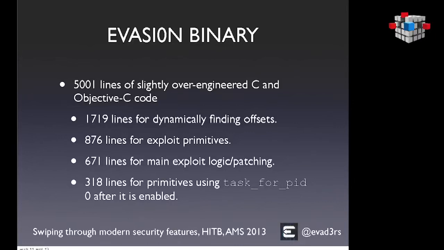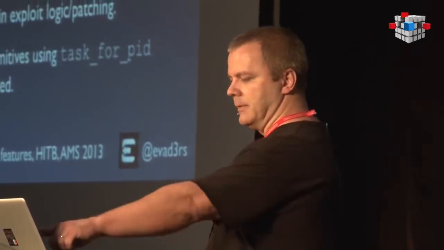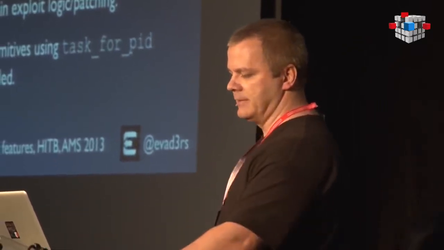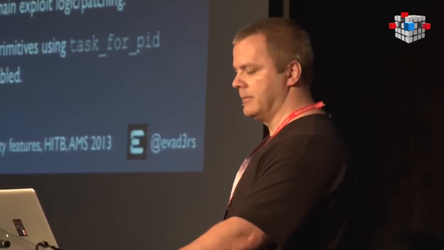The remaining, in descending order of quantity, you've got code for primitives that are used to sort of step towards the goal, and we'll talk about that. You've got the 318 lines of primitives just for task for PID 0 after it's enabled. Most of this is gobbledygook, but this first bullet point, 1719, that's useful code and it's public domain and it'll be handy going forward.